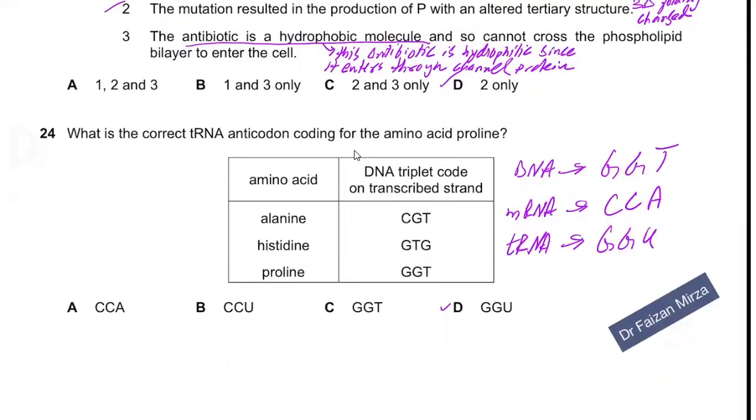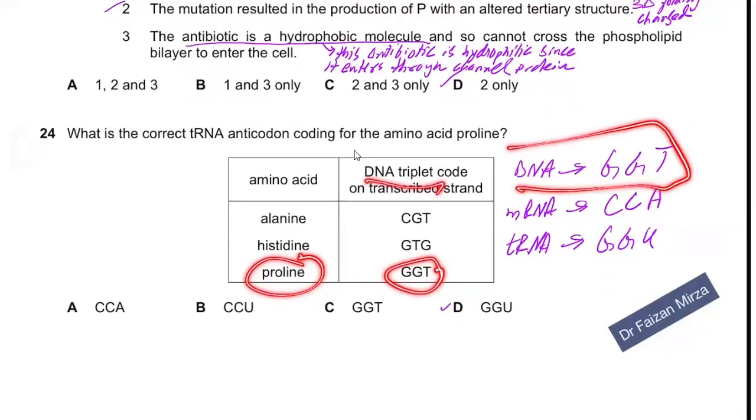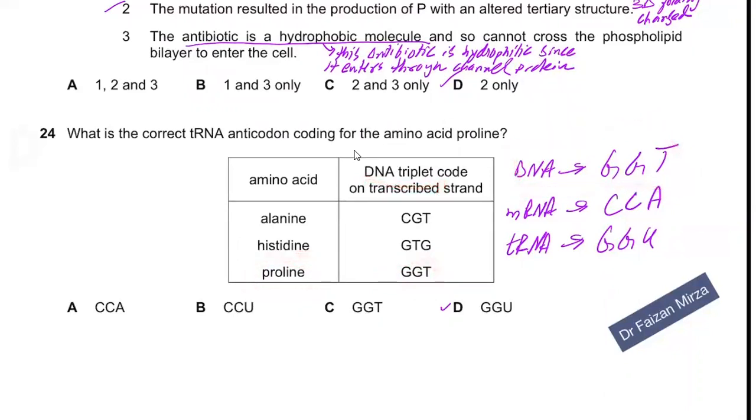Question 24. What is the correct tRNA anticodon for the amino acid proline? The proline DNA triplet is given to us as GGT. We know that if the DNA triplet is GGT, its mRNA codon would be CCA: C against G, C against another G, and against the T you will have A. But since they are asking for the tRNA, we convert this mRNA into tRNA anticodon. So this becomes GGU. That's how the template-strand-based tRNA comes.